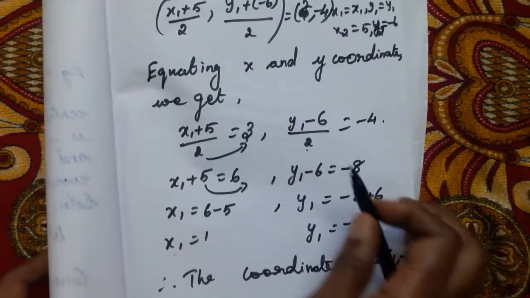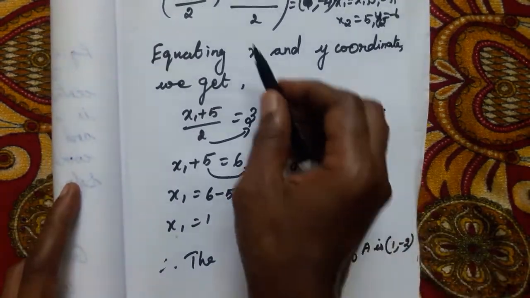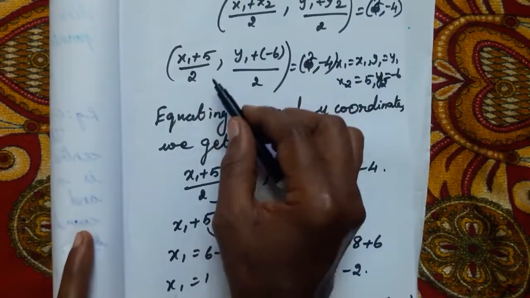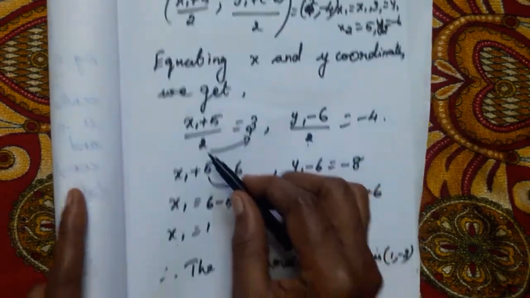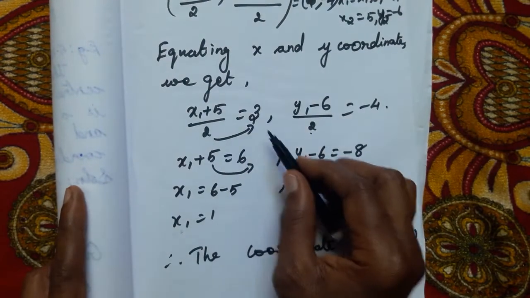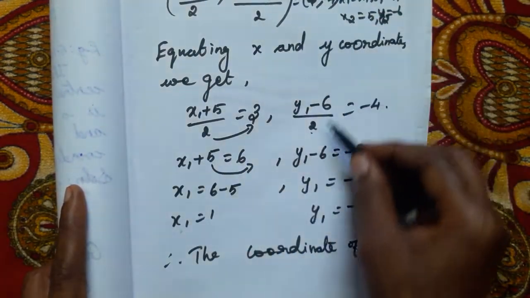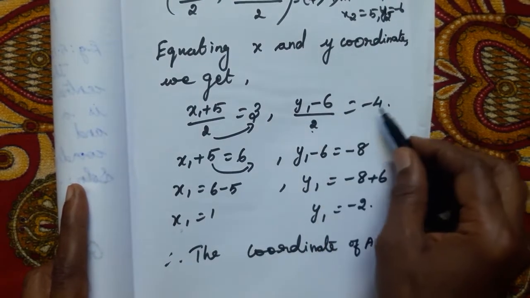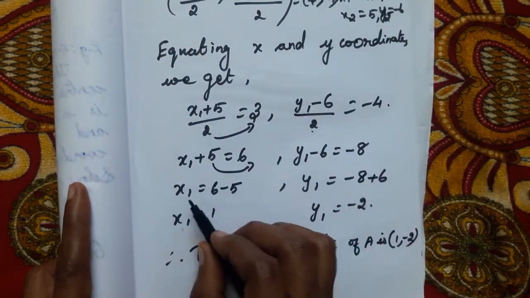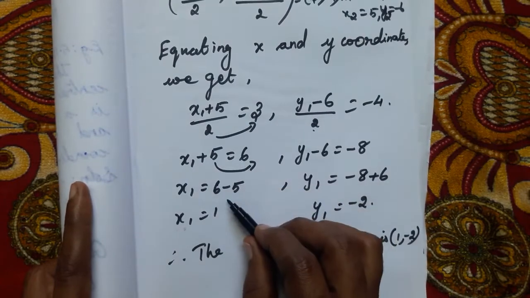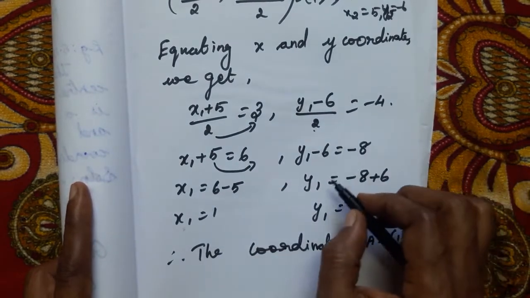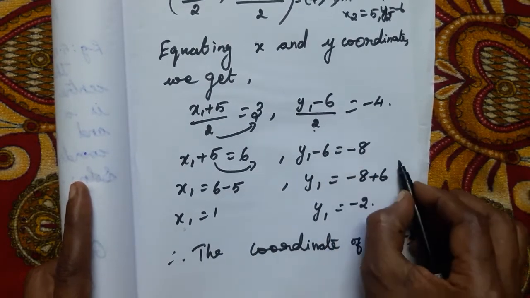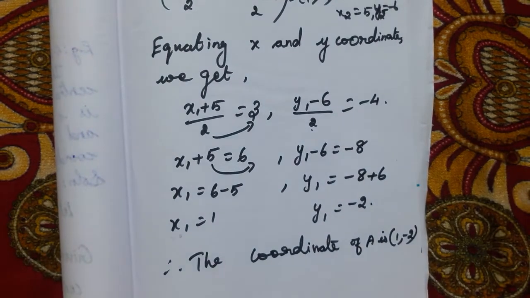Now, equating the x and y coordinates, we get x1 plus 5 by 2 is equal to 3. So, x1 plus 5 is equal to 6. Next, y1 minus 6 by 2 is equal to minus 4. So, y1 minus 6 is equal to minus 8. So, x1 is equal to 6 minus 5 is equal to 1. y1 is equal to minus 8 plus 6 is equal to minus 2. Therefore, the coordinates of A is 1, minus 2. Any doubt?